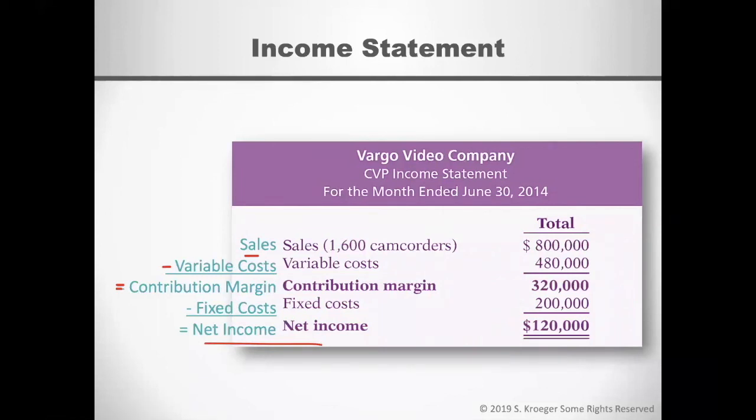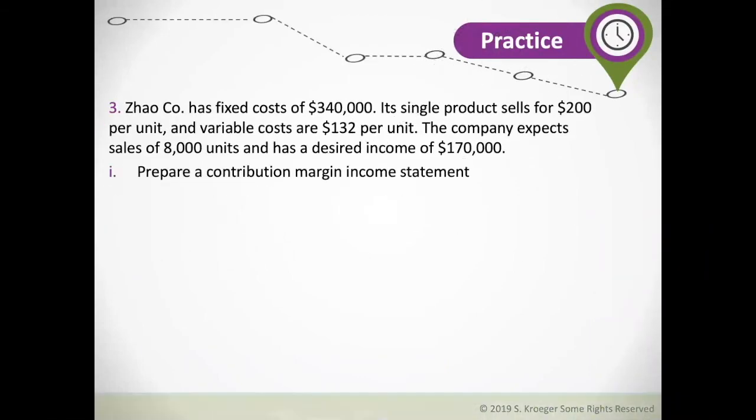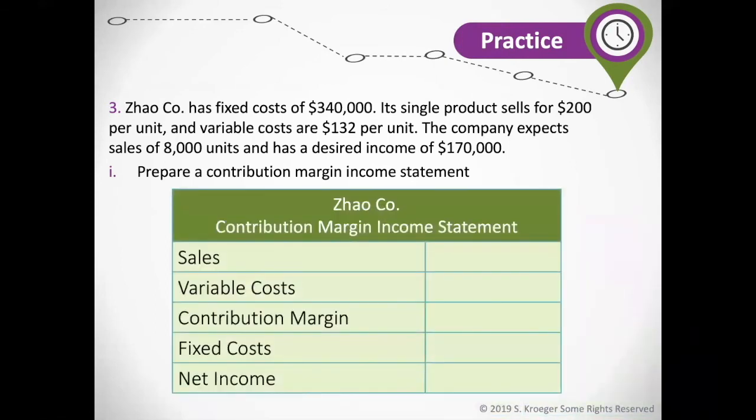Let's do a practice problem now. This is our last one. It's still problem number 3. It's the same information we've been using. It's part I. We want to create a contribution margin income statement. First, we need to put our total sales figure in, which we have already calculated before. It was the amount of units we're selling for the amount we're selling it for. 8,000 units times $200 per unit, our total sales would be 1.6 million.